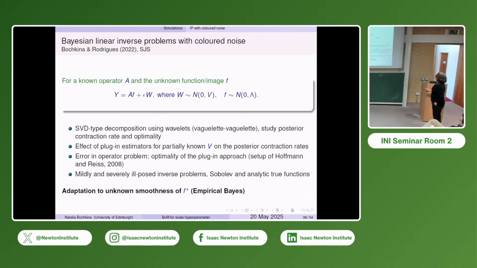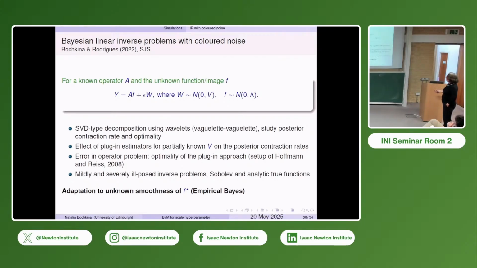I'm not going to talk about that, but in the paper we also looked a lot at plug-in estimators in the sequence space. For instance, if we don't know the operator V exactly, or if we don't know A exactly, so we observe them with noise. We looked at what conditions we can put on this model when they are known and still get the optimal contraction rate, or the effect of their behavior on the contraction rate.